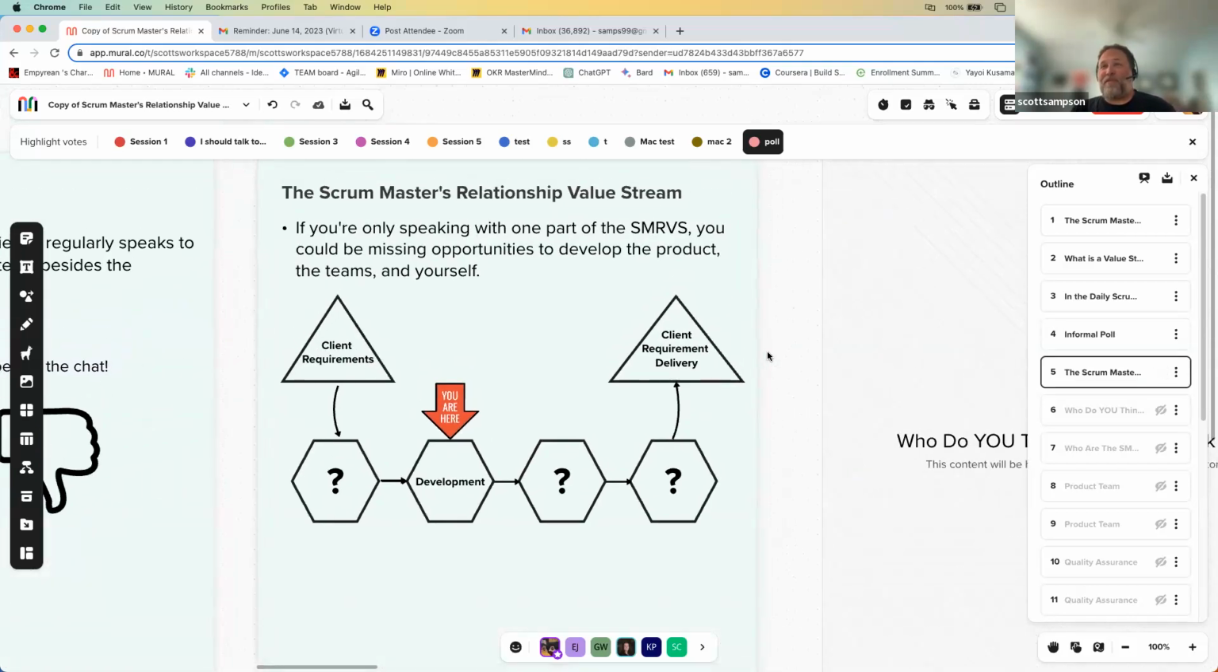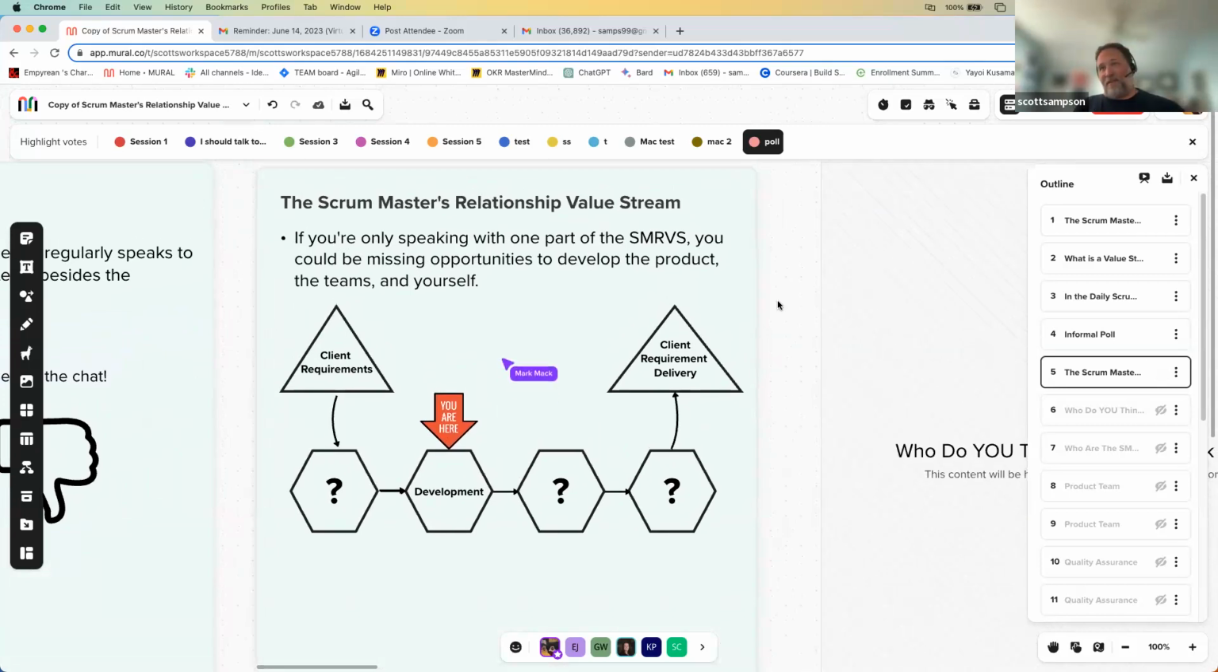So my thought on this topic is that if you are only speaking to one section of the Scrum Master's relationship value stream, you could be missing opportunities to deliver value to your customers. You could be missing opportunities to develop your team and yourself. So if you are this red arrow here, and this is where your focus is, during Scrum and then outside of Scrum in your day-to-day, you could be missing out on opportunities to improve everything and kind of raise all boats, if you will.